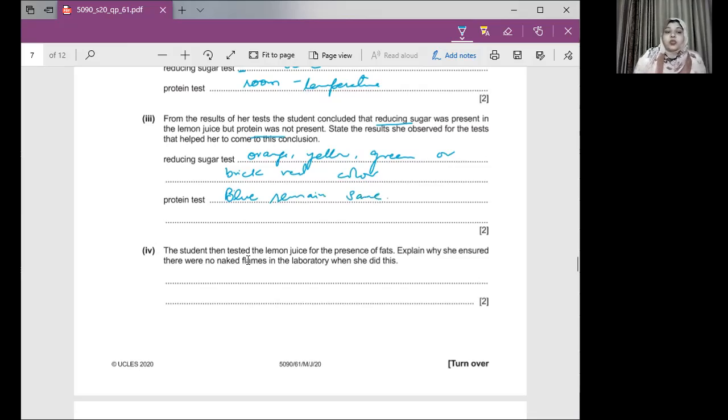Okay. The student then tested the lemon juice for the presence of fats. Explain why she ensured there was no naked flame in the laboratory when she did so. Fat test is the emulsification test. Ethanol is required. Ethanol or alcohol is needed, and it is highly flammable. Right? So 2 marks is for what substance and why.